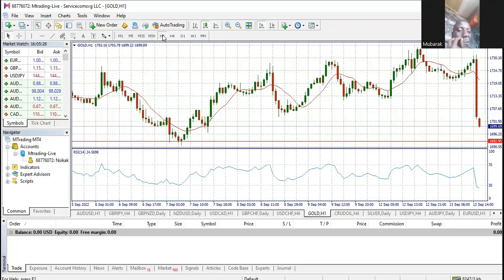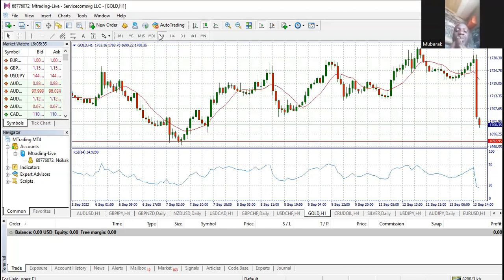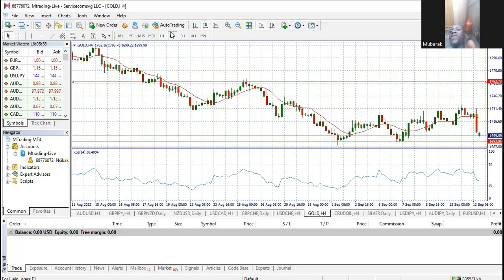So still looking at this, will it get down here? Will it get to 1692? Can't get there. Can't get there. In this region, it is the support region. It's also a support region.